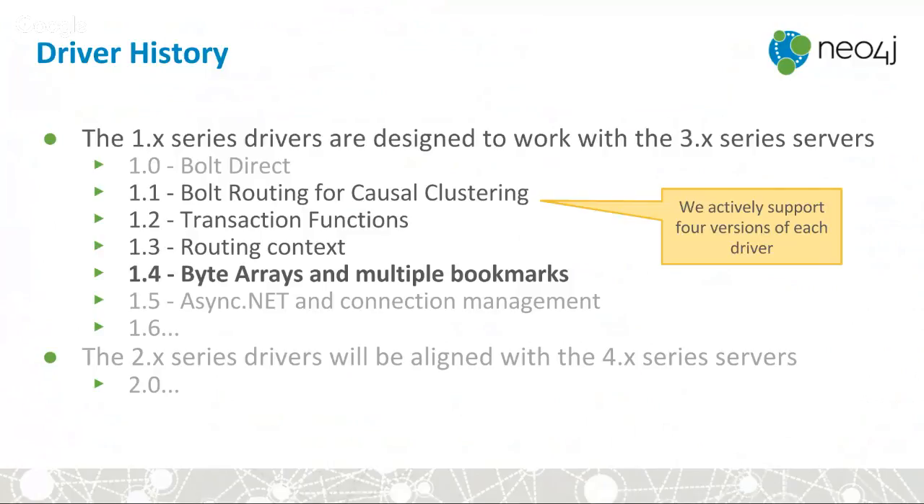Over the history of this project, we've introduced a basic Bolt driver. We've introduced facilities for supporting causal clustering, where there's routing and load balancing going on. We've introduced several different ways to think of transactions, the best of which and the newest of which is transaction functions. We've added byte arrays, which weren't there in the original releases. They've come in more recently, and we're currently looking at an async API for .NET.